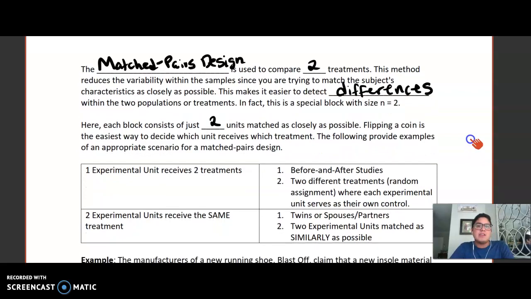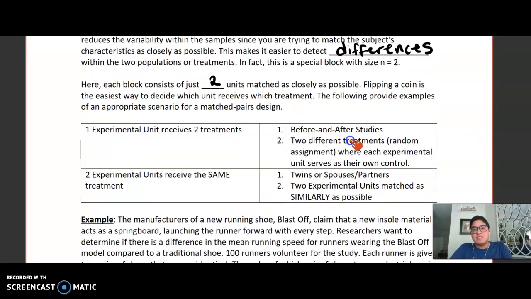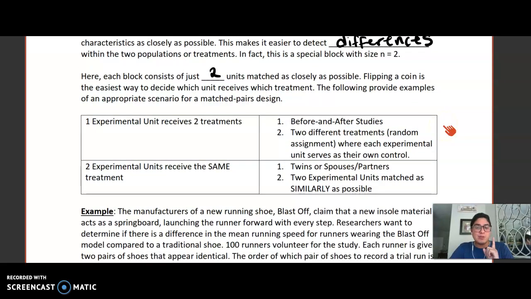So here, each block consists of just 2 units that are matched as closely as possible. And typically, flipping a coin is the easiest way to decide which unit receives which treatment. The following provides examples of scenarios. So for example, you can have one experimental unit that receives 2 treatments. This could be a before and after study, or maybe 2 different treatments where you serve as your own control.